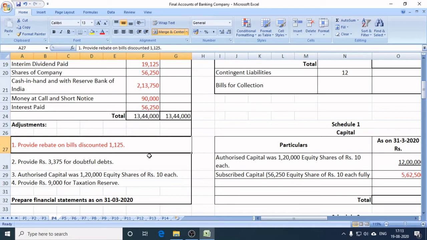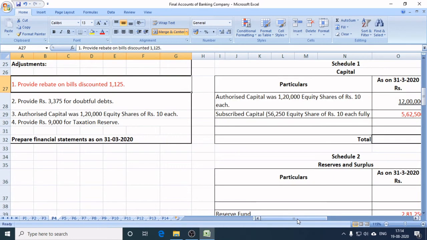And when we pass the entry like this, interest and discount account debit to rebate on bill discounted account, the rebate on bill discounted account is credited. That's why it closes with the credit balance, and it appears in the balance sheet as a liability in schedule number 5, other liabilities and provisions. In short, if you get this adjustment in the problem, then you should provide two effects.